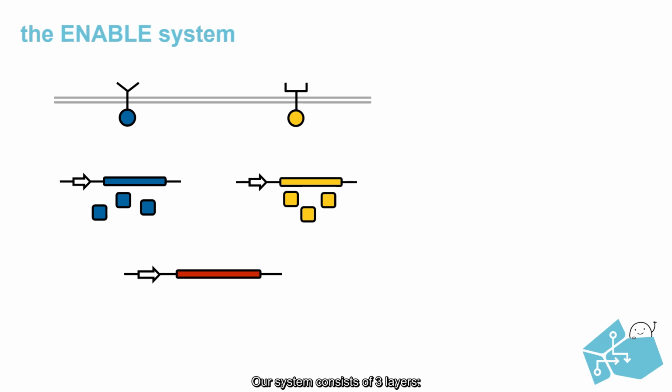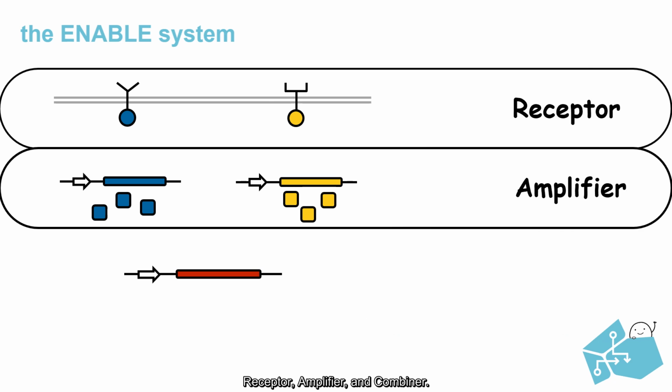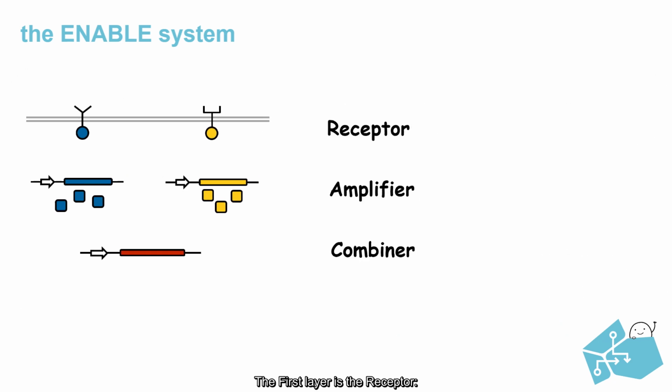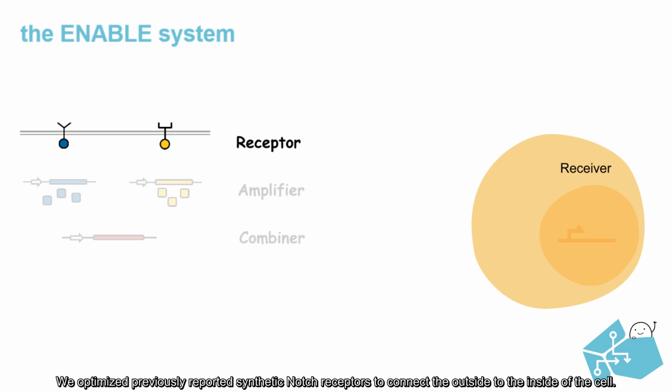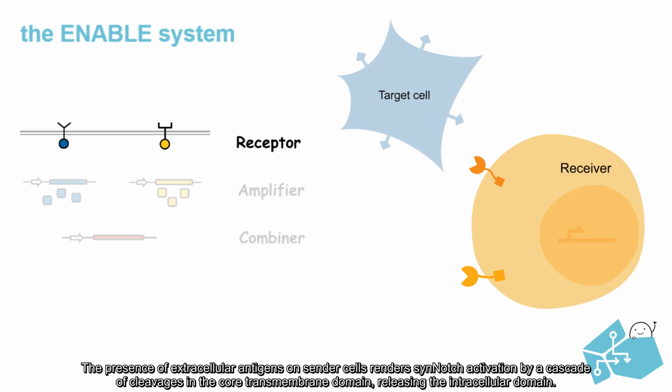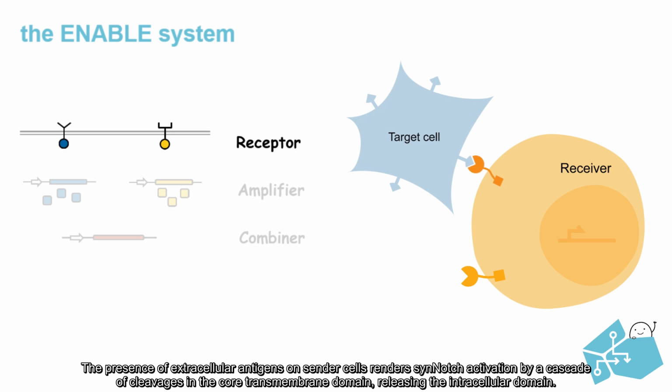Our system consists of 3 layers: receptor, amplifier, and combiner. The first layer is the receptor. We optimize previously reported synthetic notch receptors to connect the outside to the inside of the cell. The presence of extracellular antigens on sender cells renders synapse activation by a cascade of cleavages in a core transmembrane domain, releasing the intercellular domain.